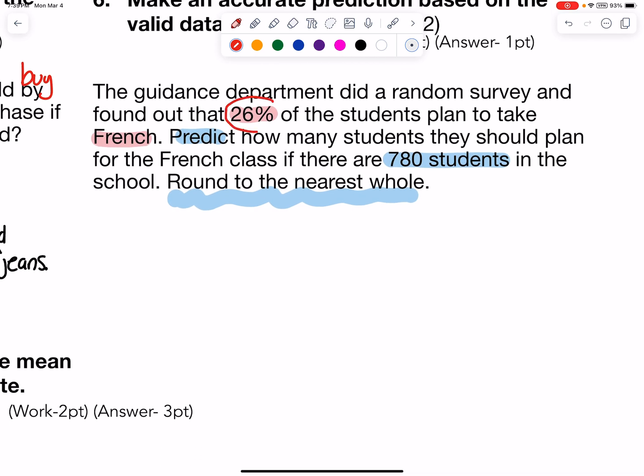So here's our base ratio right here, 26%. As a fraction, that's 26 out of 100. And we're going to set it equal to what we're predicting. Instead of out of 100 students, we're predicting out of 780. Let's solve for x to determine how many people we should predict to take French.